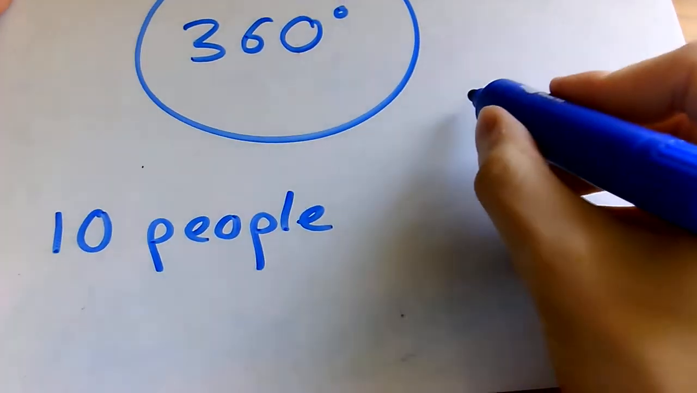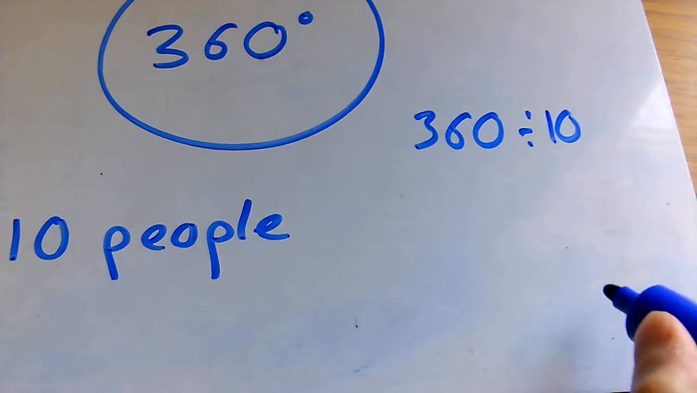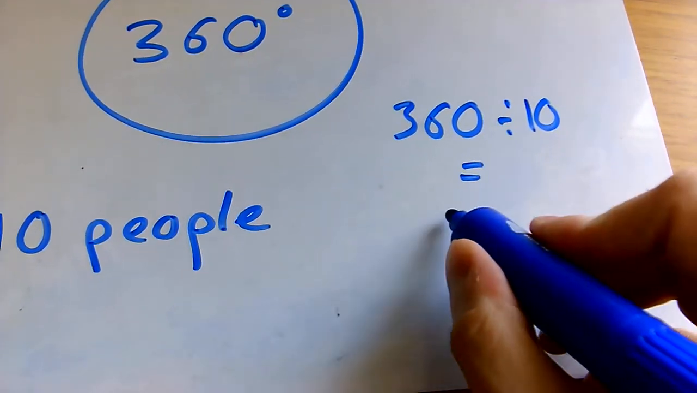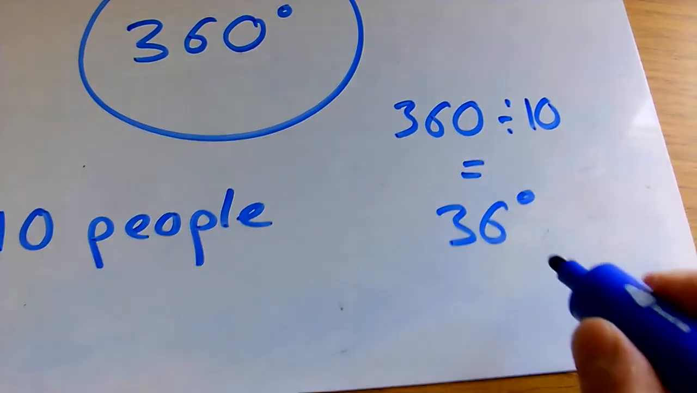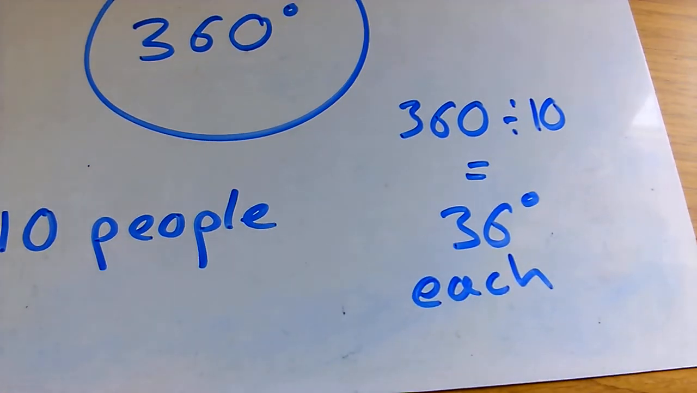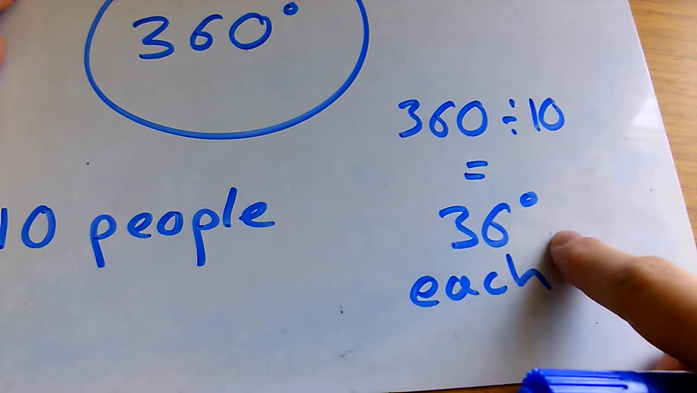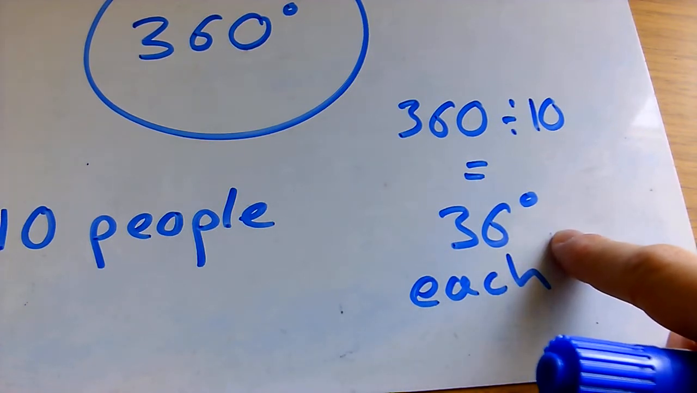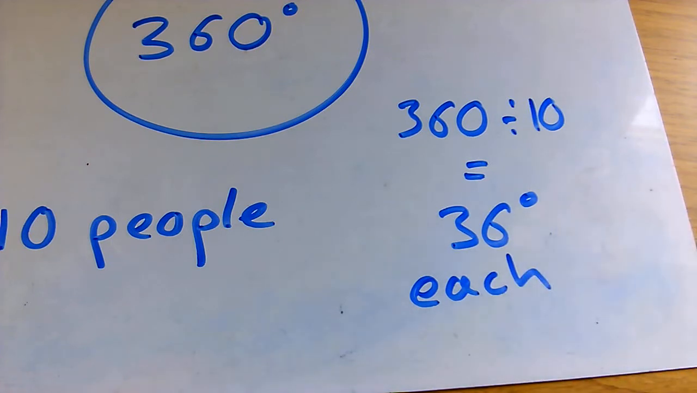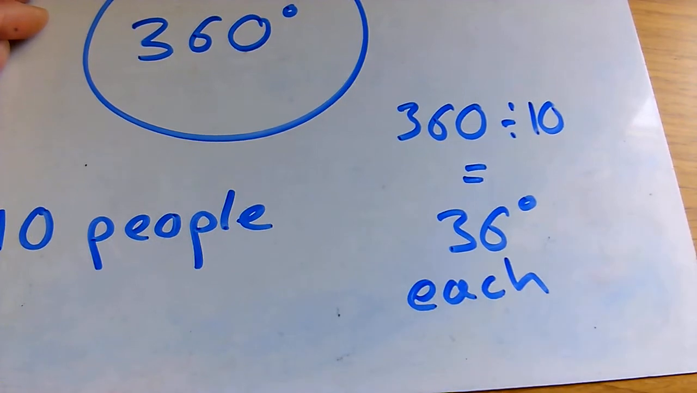So if I share out 360 among 10 people, we get 36 degrees each. Now then, if I say 2 people like the colour yellow, I know that I'll need a section of the pie chart that is 2 lots of 36, so it'd be 72 in this case. And if there was one person that liked the colour red, that section would just be 1 lot of 36.